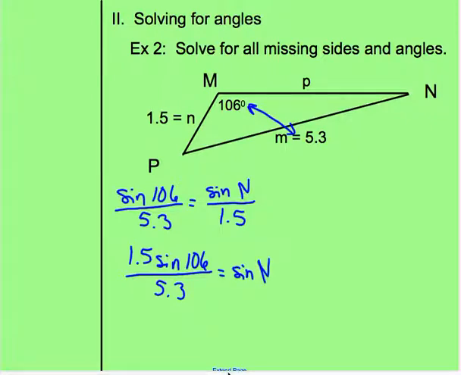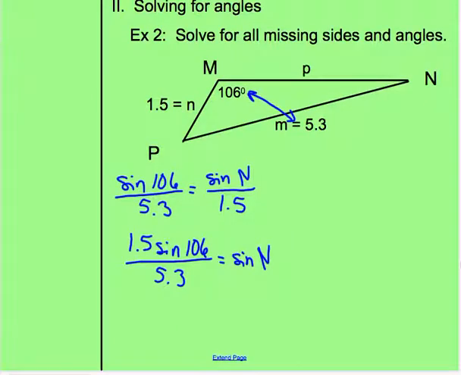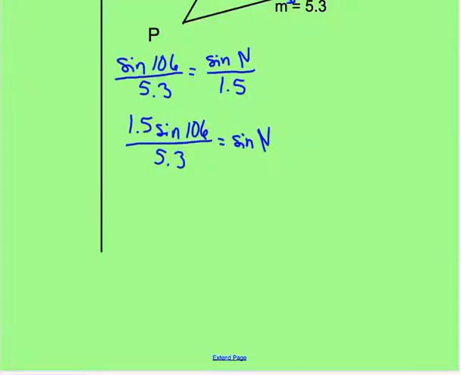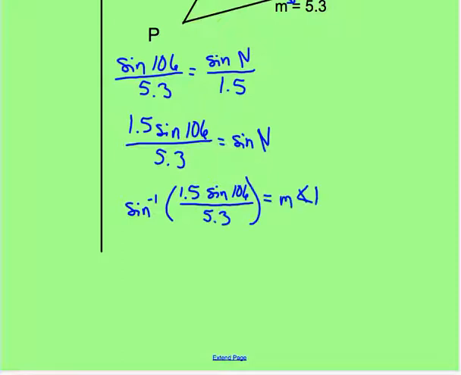Now here I would recommend getting a decimal approximation. I did not do that because I keep track of things in my calculator and get less rounding error. But for you, I would highly recommend getting a decimal approximation here. So type all that into your calculator, and then you would take the sine inverse of whatever that decimal is, unless you really want to punch all this in your calculator at once. So for the measure of angle N, I got 15.8 degrees.